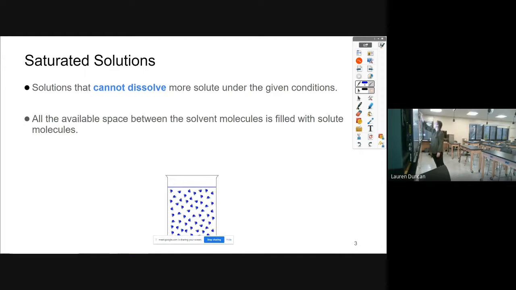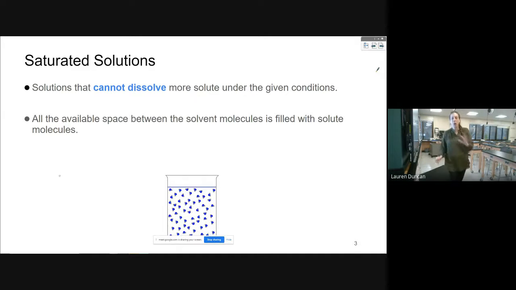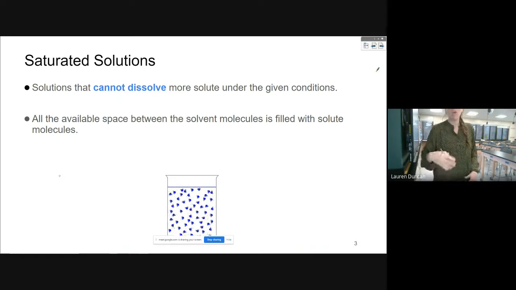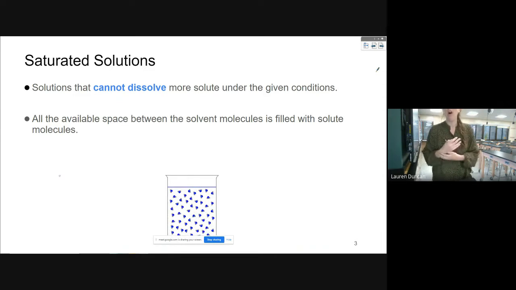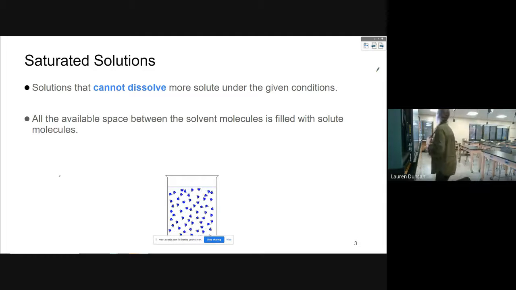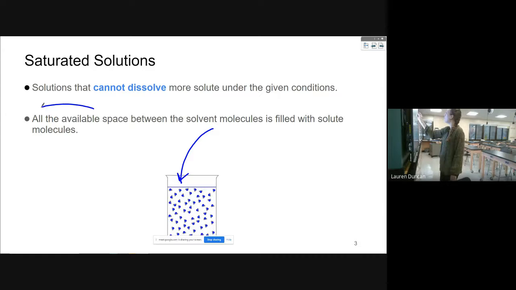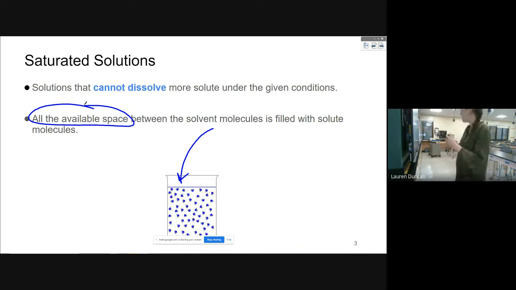Okay, so a saturated solution is a solution that has the perfect amount of solute dissolved in it. These are solutions where you cannot dissolve any more solute under the given conditions. So they're perfectly saturated with solute. Really, why this is: you have dissolved enough solute in your solvent, like your water, that all the available spaces between your solvent molecules are perfectly filled with solute.